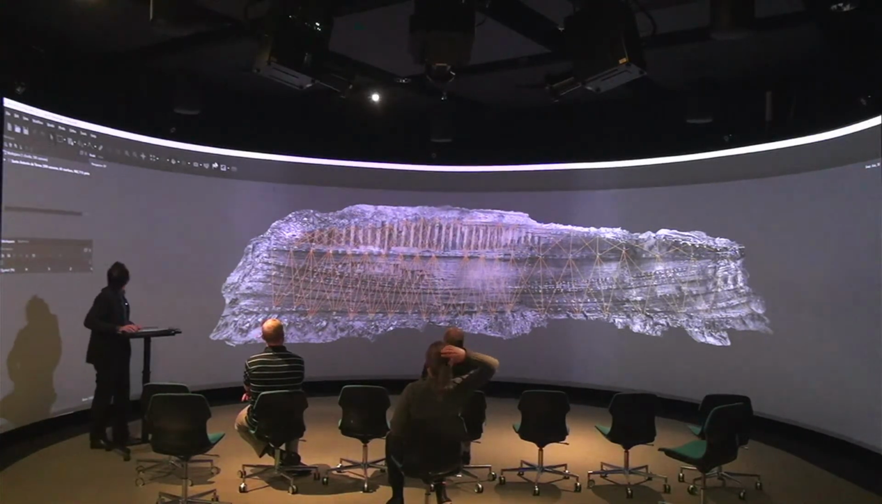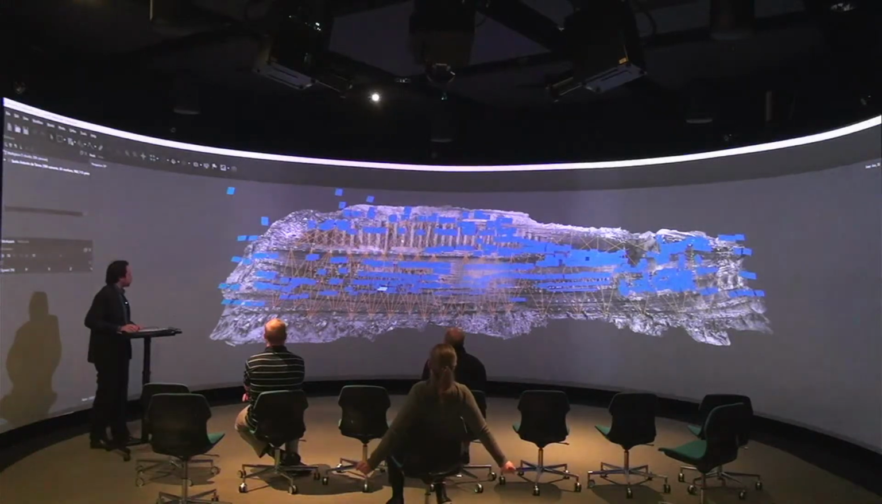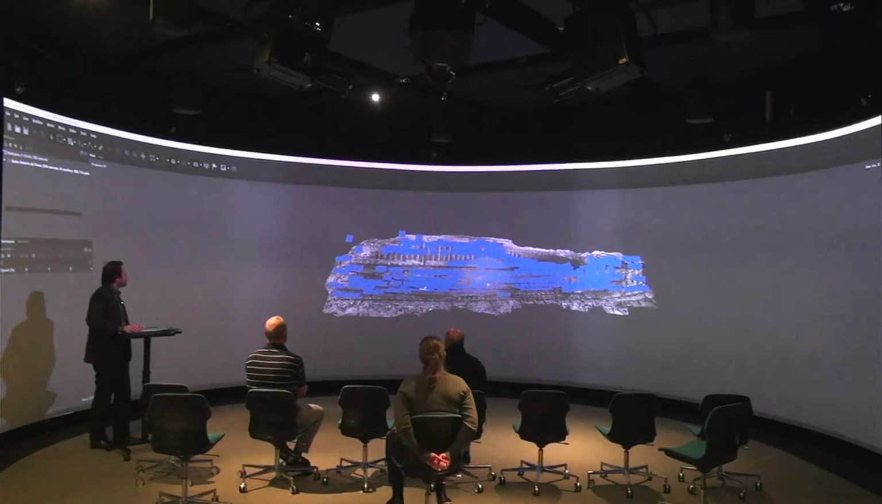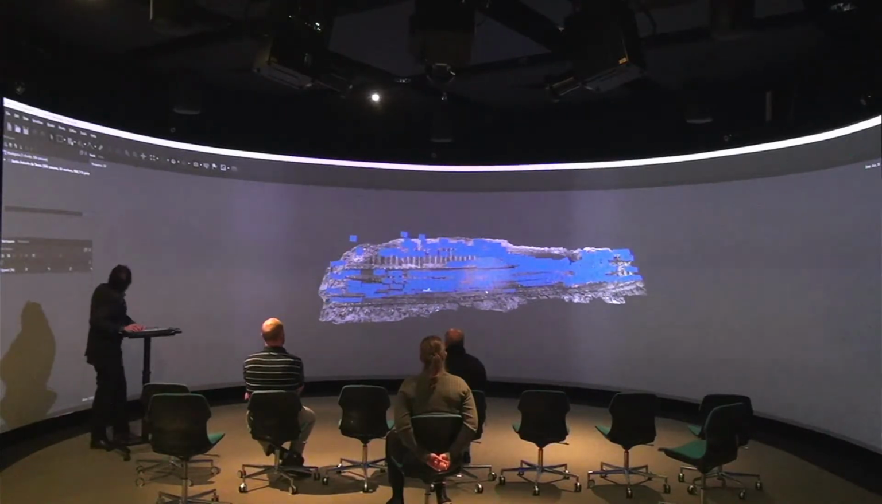Show the camera. Oh, yeah. So turn off these markers. This is the images that were used. I think this one, 568 cameras, 405 aligned. It's fairly good.